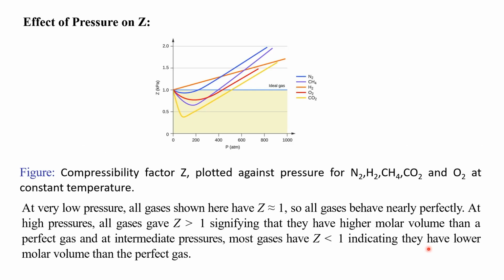So here we have plotted Z versus pressure P. So we will see the effect of pressure on Z. At very low pressure, all gases shown here have the value Z equals 1. So if we consider this region, all gases have the value Z equals 1.